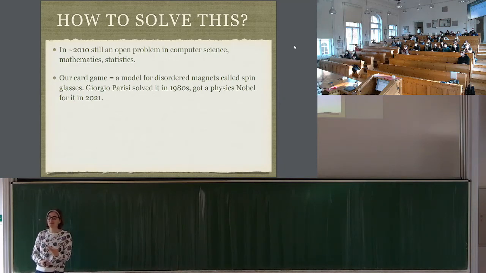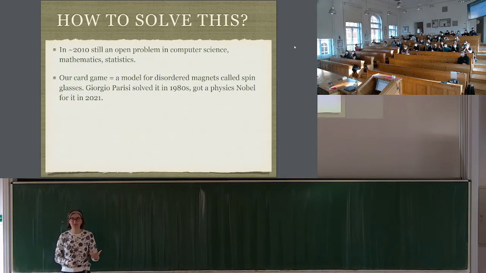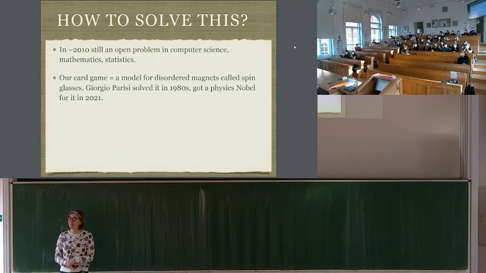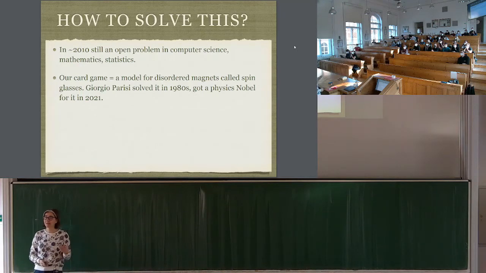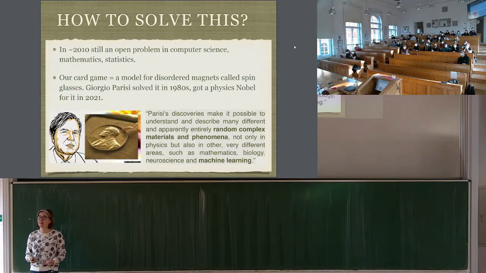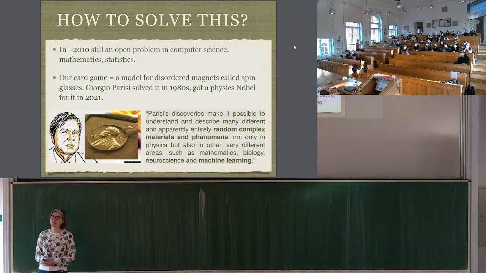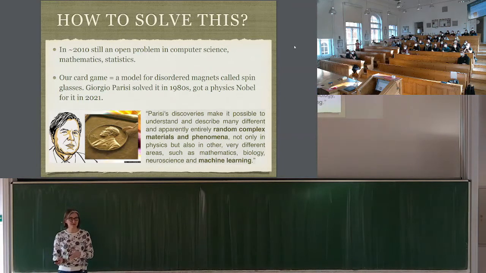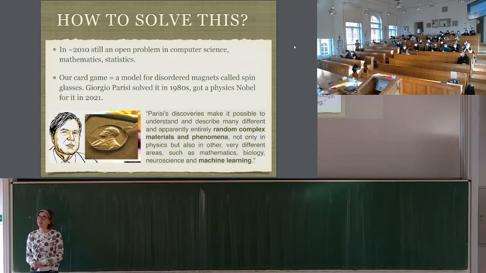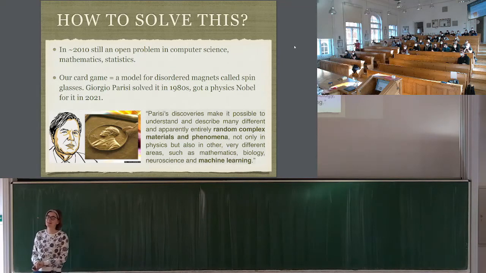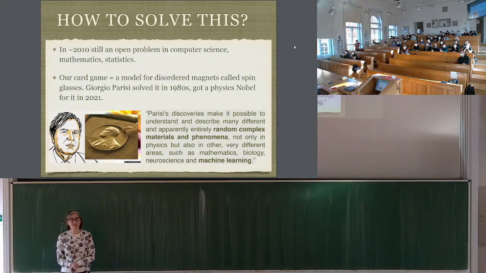It goes back to the physics of glasses that I was mentioning, and to the work of Giorgio Parisi in Rome, who actually solved this problem, or a problem that ends up equivalent to this problem, 40 years ago, and got the Nobel Prize for it last year, in October. The statement of the Nobel Prize says that Parisi's discoveries in random complex materials and phenomena, these random complex materials being glasses and spin glasses, not only have applications in physics, but also in other very different areas, such as mathematics, biology, neuroscience, and machine learning.